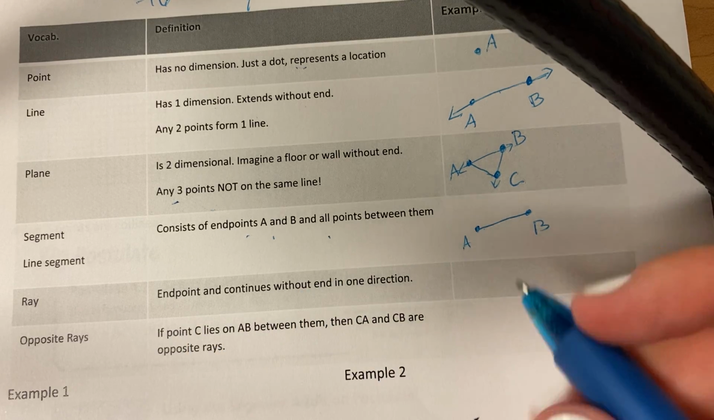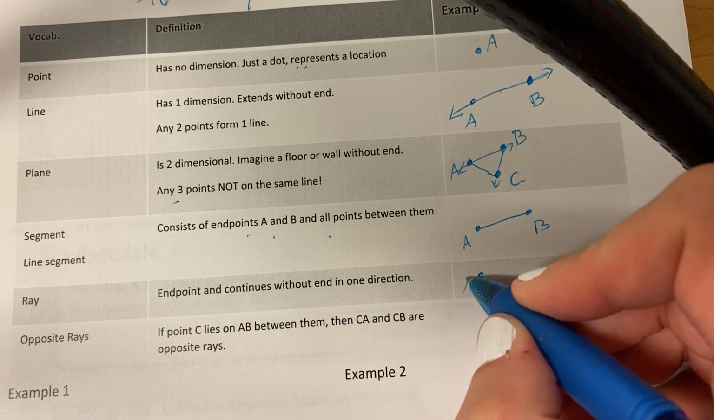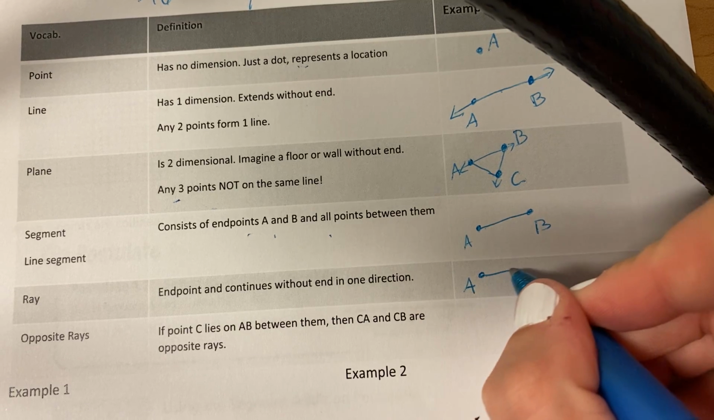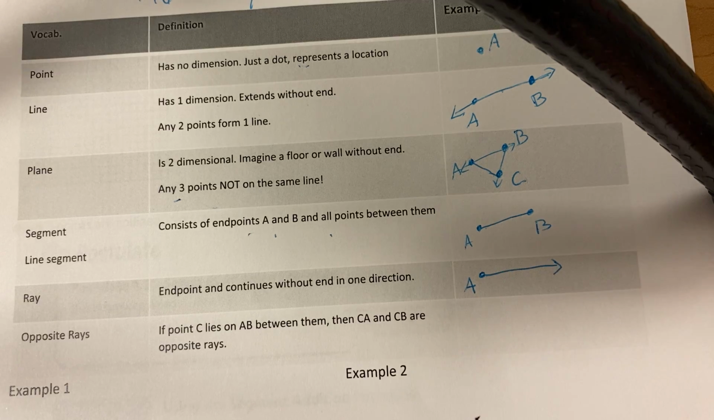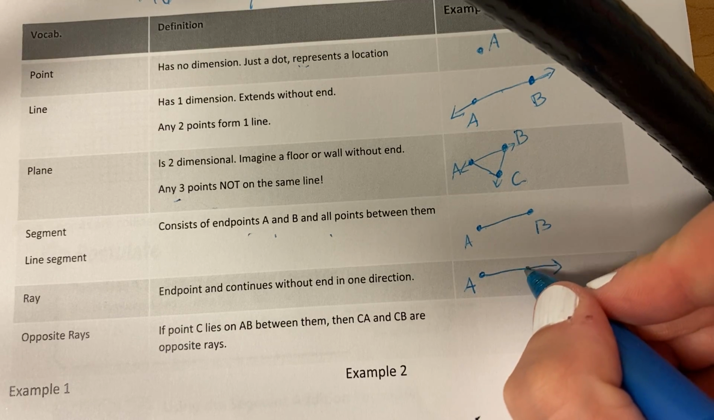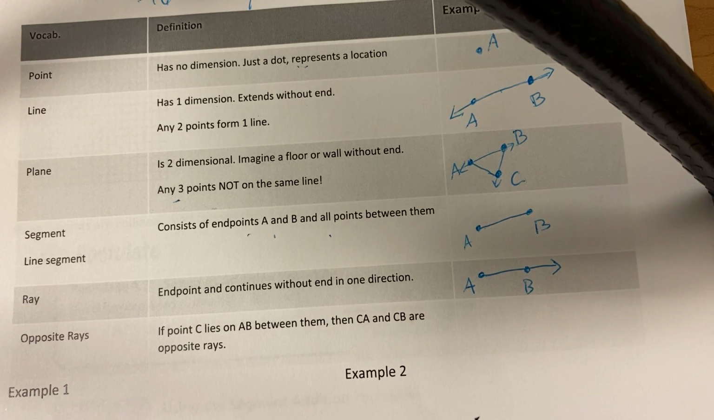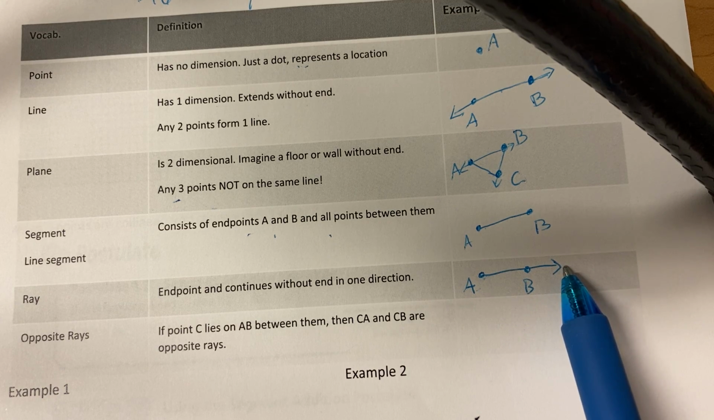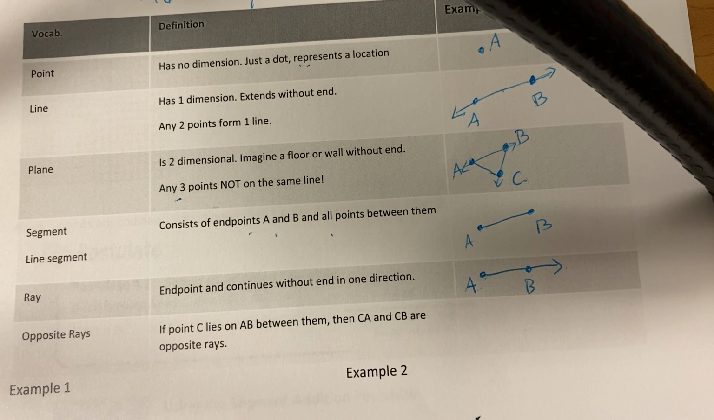Then a ray has an endpoint, so let's say endpoint A, and then continues without end in one direction. So keep going in one direction. And it could have a point on it as well, so we can do that. But this is our life, right? We have a starting point, then with the Lord we go on and on forever and ever and ever. So that is our destiny when we believe in Jesus, is a ray, okay?